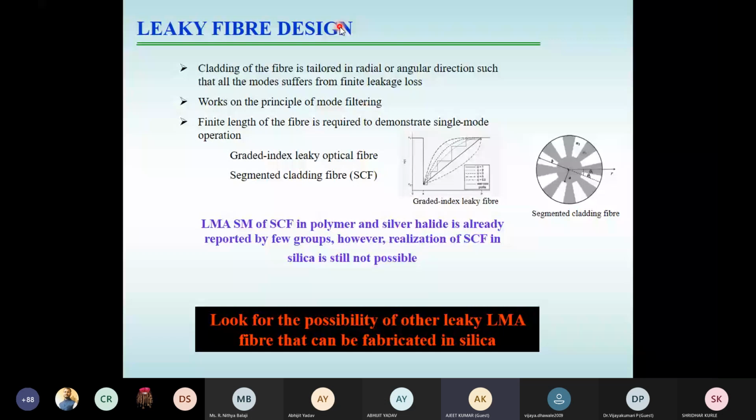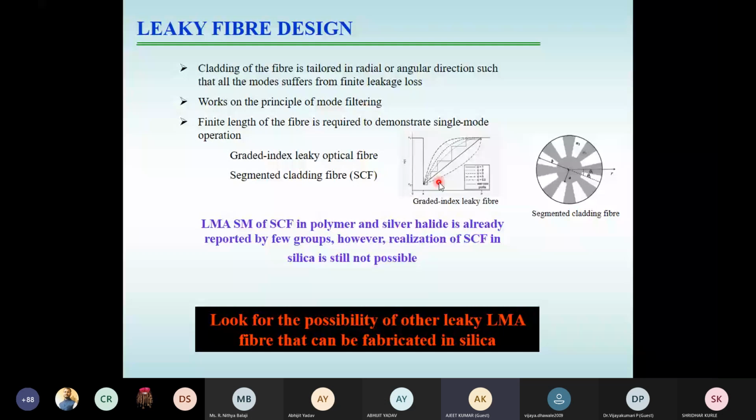So what we do in this kind of leaky design: you have a core and then you have a cladding. If you want to use a large mode area, your core radius should be large. So we are saying you take a large core so that it supports a number of modes, and then you tailor the cladding. You don't take the step index cladding, but tailor the cladding in such a way that it gives loss to all the modes, keeping in mind that the loss for the fundamental mode should be very small and the loss for the other modes should be large.